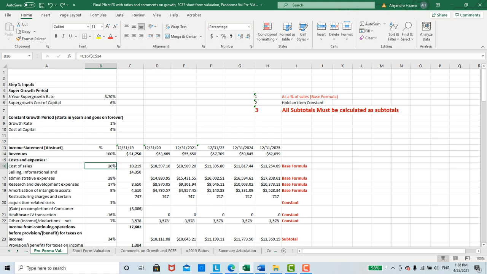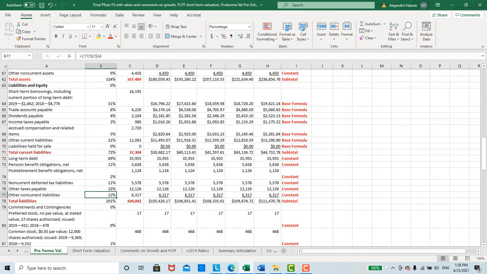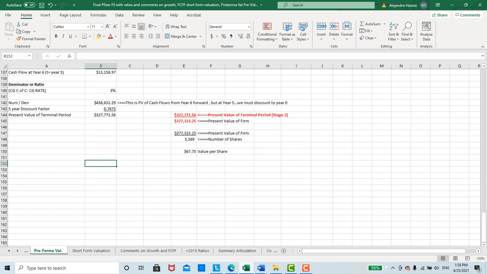So let's go ahead and say that they got more efficient, super efficient, and the cost of sales went down to only 15%. So they had a gross margin of 85%. That would be super. And notice that the price goes up from $52 to $75.